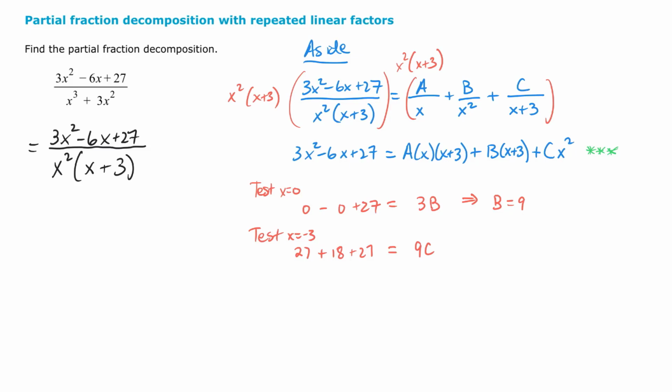In fact, why don't we do it term by term? That makes it a lot easier. 9 is not 0. 3 plus 2 plus 3. That's 8. C is 8.